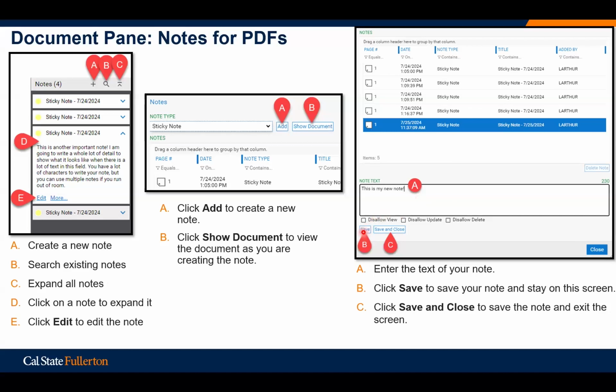And then you can click save if you're creating multiple notes. So I can create a note and then I can click save. Or if I'm only creating one note, I can create the note and then click save and close. And you can also close if you just were viewing it and you don't want to create anything new.